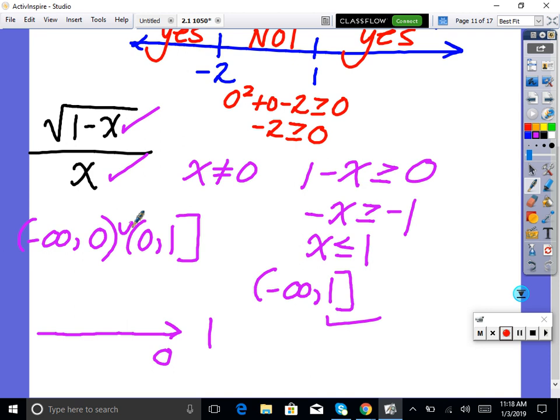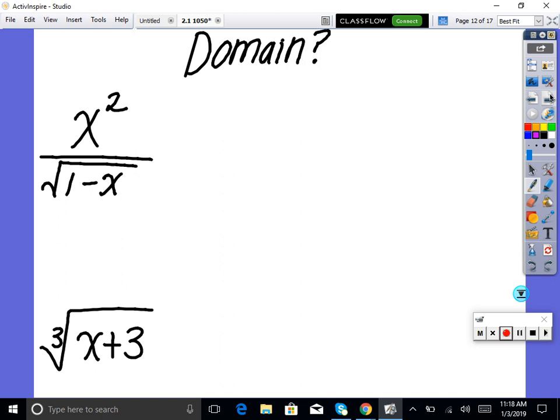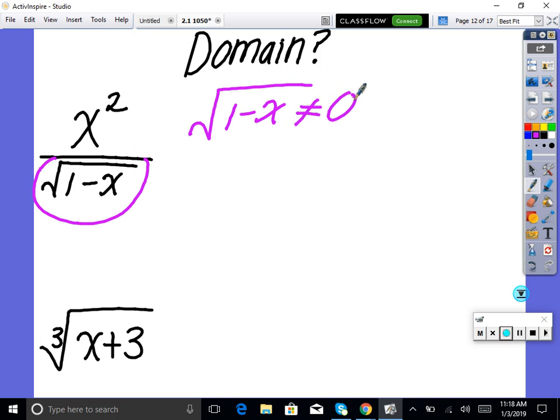Advanced domains. Let's do a couple more advanced domains. We're getting actually pretty close to being done with the lesson. Alright, so let's do these two. Looking at the top one, x squared divided by the square root of 1 minus x: on top, is there a restriction? No. But there are still two restrictions here. Isn't it true that the entire bottom cannot be 0? So my first true statement is the square root of 1 minus x cannot be 0. The entire bottom can't be 0.